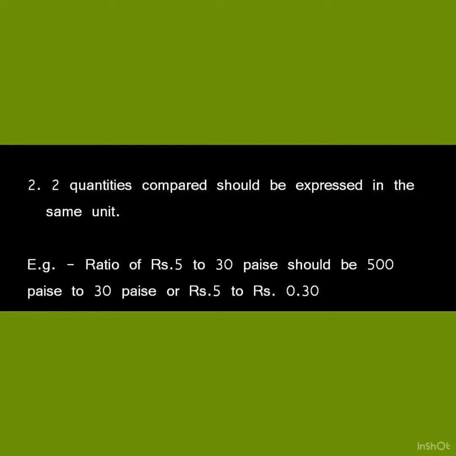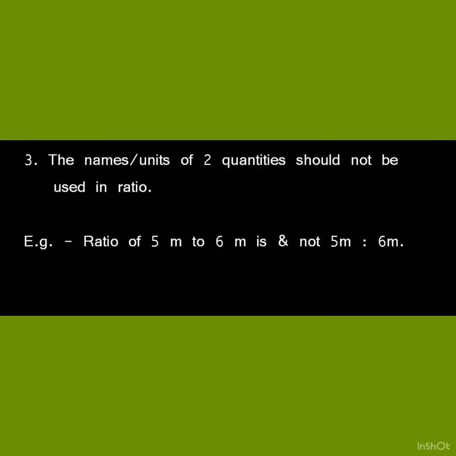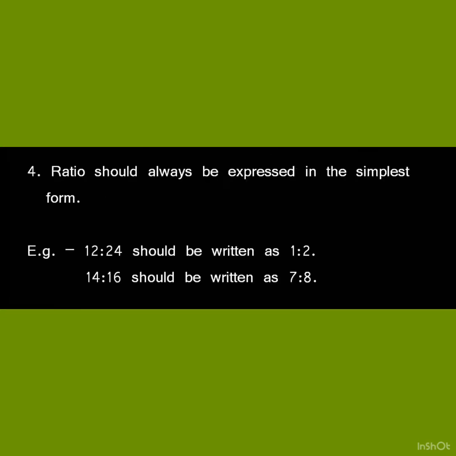For example, the ratio of rupees 5 to 30 paise should be written as 500 paise to 30 paise or rupees 5 to rupees 0.30. Next, the name or unit of the two quantities should not be written in the ratio. For example, the ratio of 5 meter to 6 meter cannot be written as 5 meter ratio 6 meter.